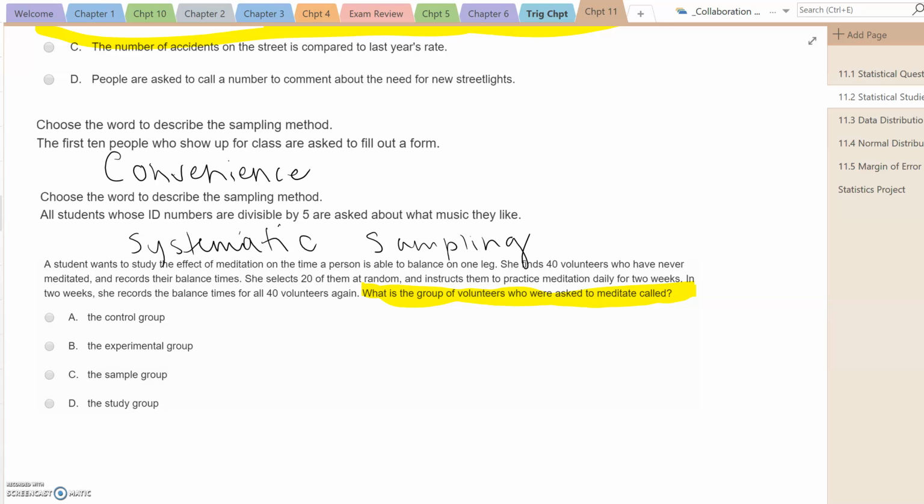So are they the control group, experimental group, sample group, or study group? They are the people that are getting experimented on. They are the experimental group. The control group are the 20 people who did not have to change anything about their daily lives and just had to balance at the beginning and at the end. But the people who were asked to meditate, that is the experimental group for this question. So that is your end of notes for section 11.2 about statistical studies.